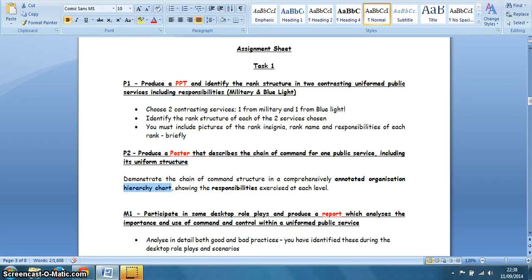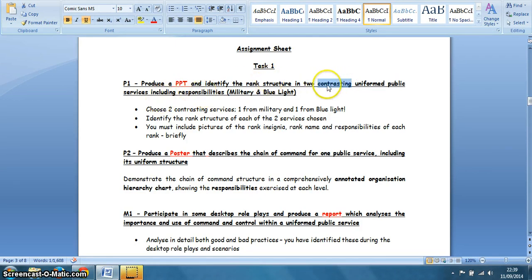Welcome to Task 1 for Unit 13 Command and Control. So let's look at the first part in P1. You need to produce a PowerPoint and identify the rank structure in two contrasting uniform public services, including the responsibilities.